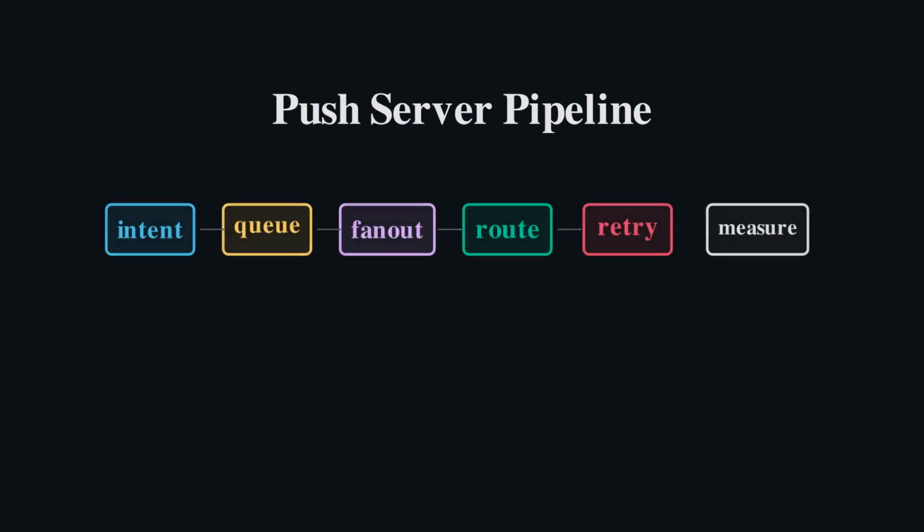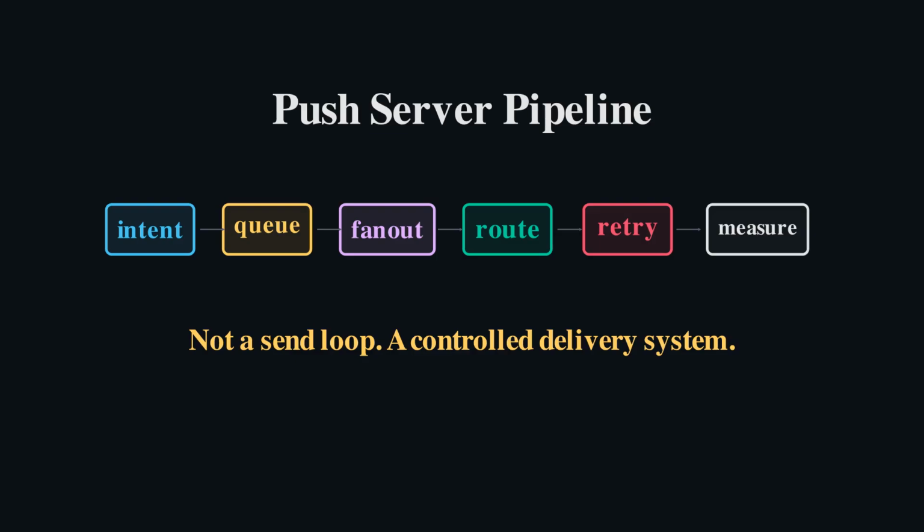The interview answer is a pipeline. Store subscription state in the control plane. Accept notification intents through an API. Put them on a queue. Fan out carefully. Route to live gateways or push providers. Retry safely with idempotency. Measure everything. A push server is not a send loop, it is a controlled delivery system.